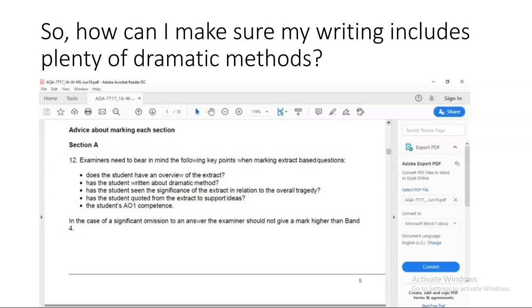I'm starting off with this slide again, the reminder of what examiners are looking for when they're considering your work, because we'll be looking at a model paragraph and how it does meet these 5 criteria, but obviously there's going to be a specific focus on dramatic method and how you include these in your writing.